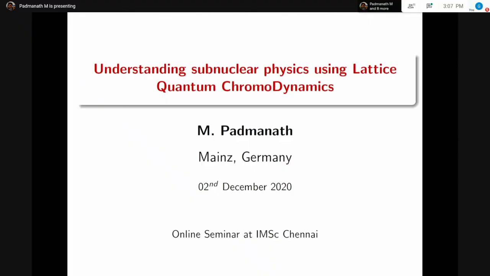So it's a pleasure to have Padmanath with us, talking about understanding different aspects of QCD from Lattice. And Padmanath has been doing very interesting work on charm and bottom physics. He was one of the first authors who published a work on double and triple charm baryons from lattice calculations, and that was one of his very highly cited works.